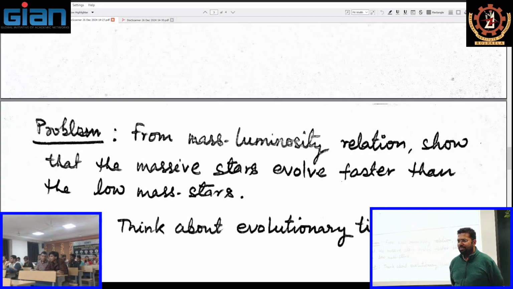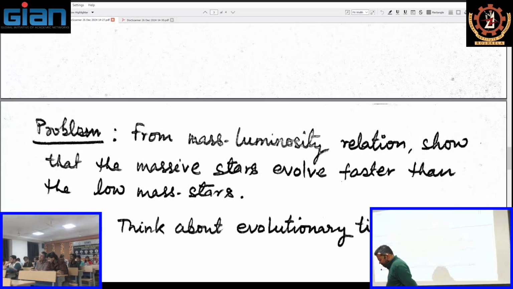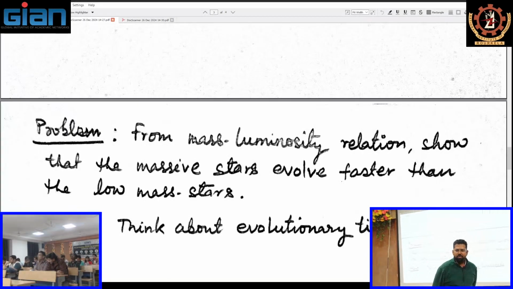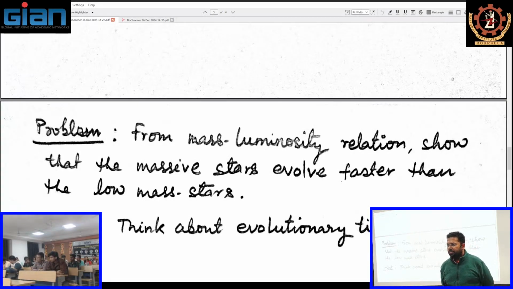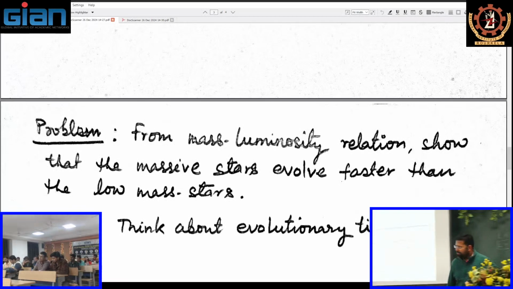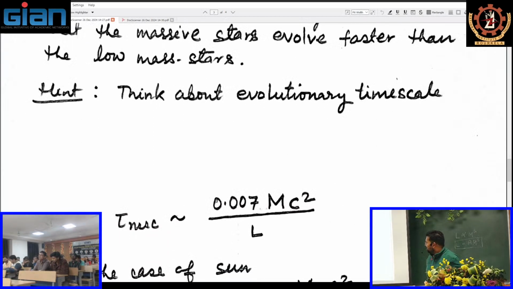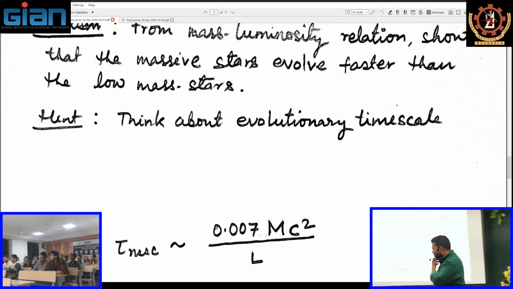No, you don't have to go in that direction. More mass, more luminosity. You just think about the formalism for the nuclear time scale, how we define the nuclear time scale. In terms of some formula, if you remember anything. Let me just reveal a little bit here.